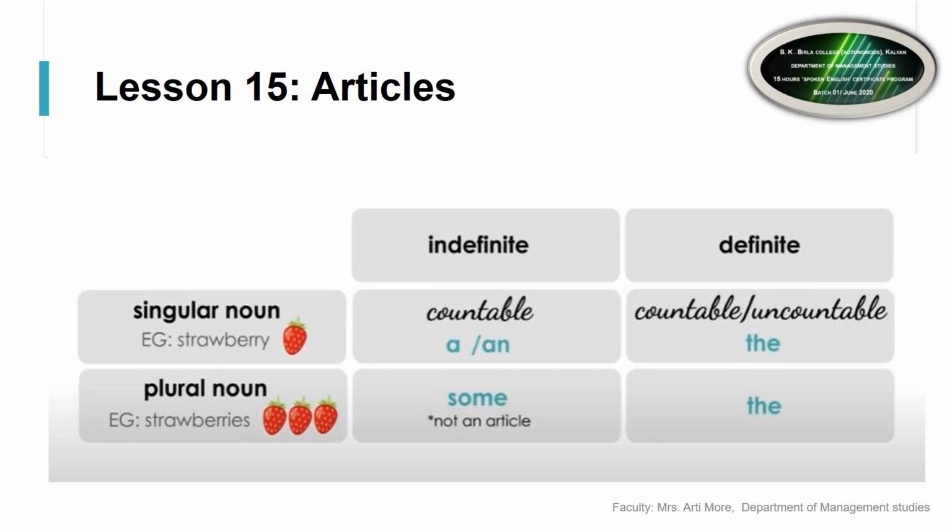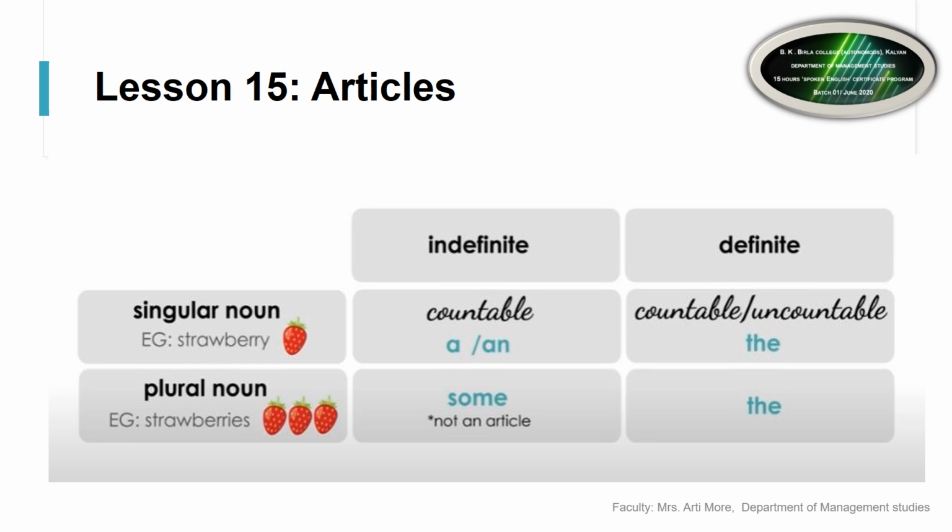But then what is a countable noun? See, it is very simple. You can just count them. We can say there are 3, 5, 10 of this noun. Countable nouns have singular and plural forms. For example, 1 strawberry or 3 strawberries. Or you can say 1 lemon, that is singular, or 3 lemons, plural.